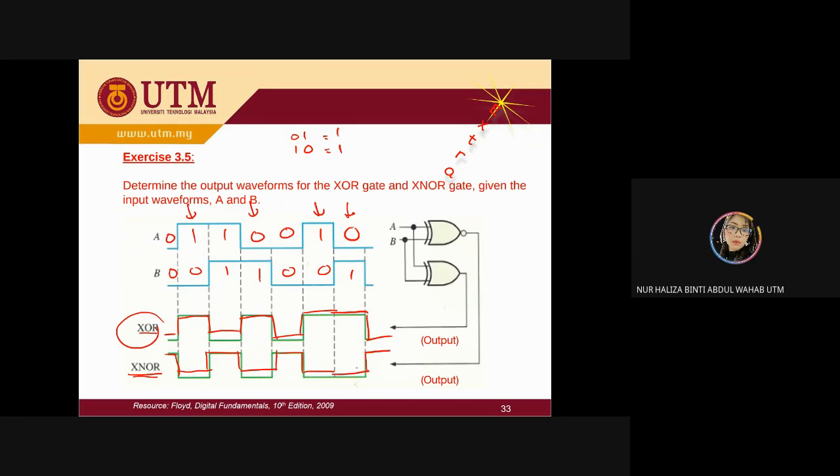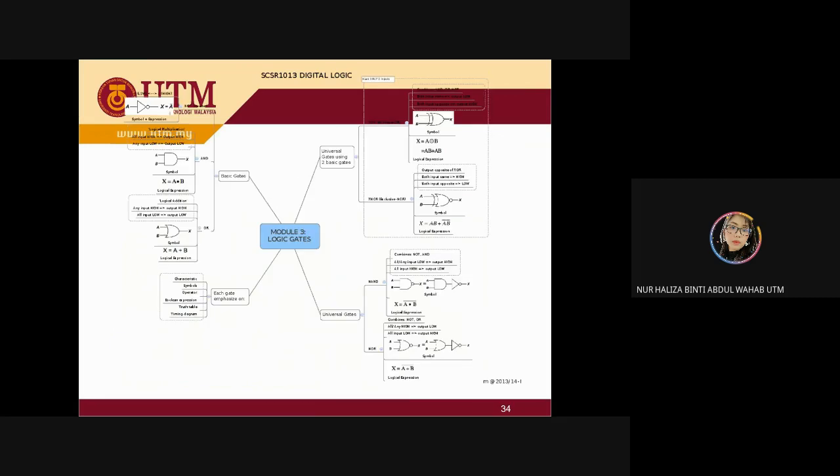You get this part because this part is also different. You will get 0, 1 equal to 1. Now you are in the last slide, which is all the summarization. You can go through all the summarizations: characteristic, symbols, operation, Boolean expression to table, and timing diagram. Any question until here?